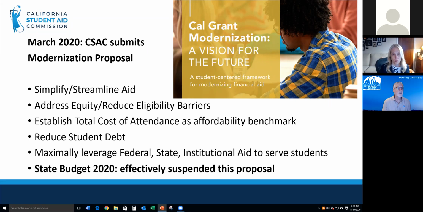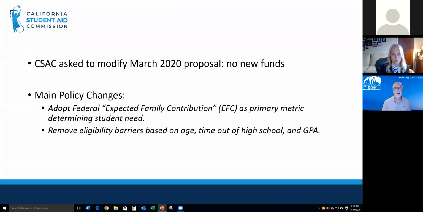And so we still had a very good proposal here, and shortly thereafter, CSAC was asked to relook at this particular proposal and potentially modify it and see, well, what could we do if we actually just use the existing funds that we had now, assuming no new funds were going to be available in the future. So we kept our focus on the main policy changes that we had pretty good consensus on.